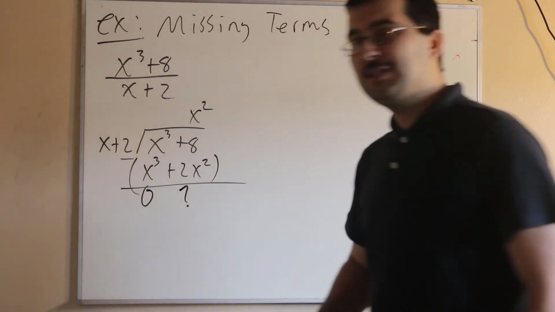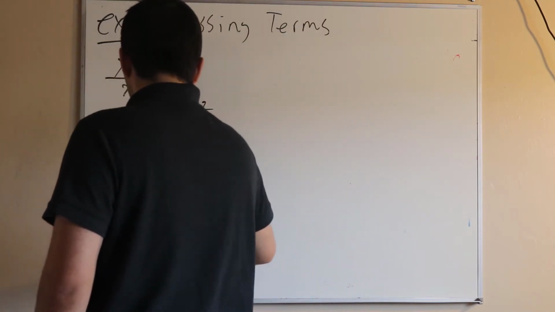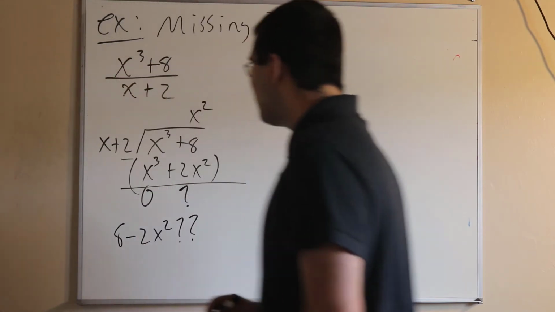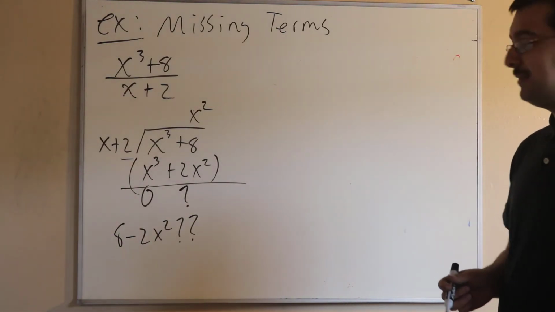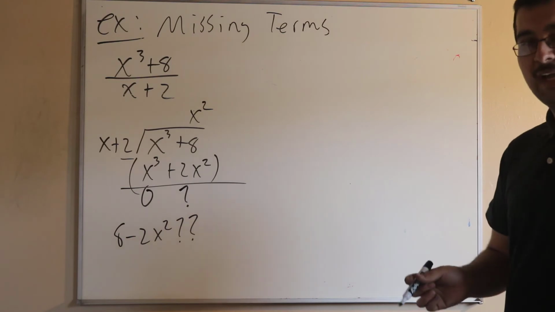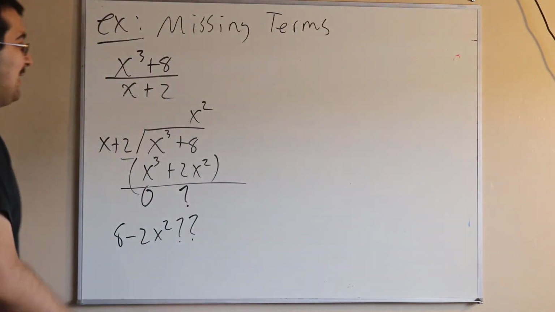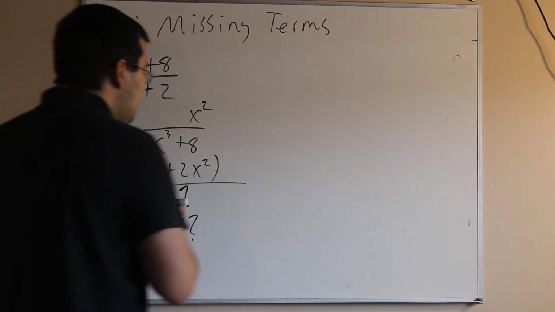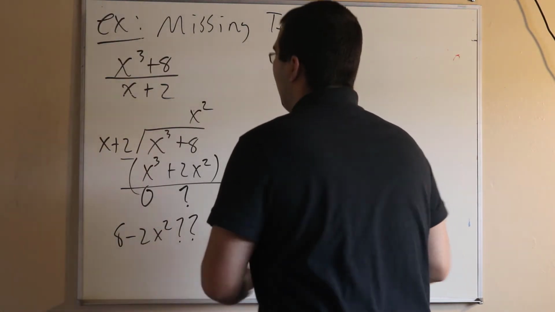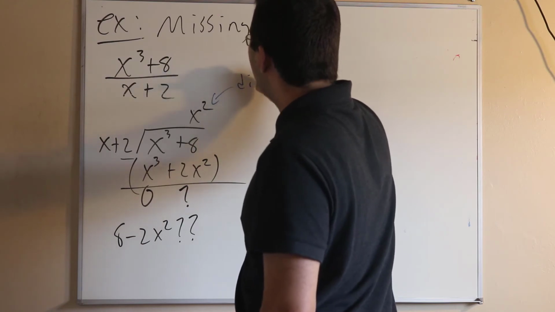Huh. That's weird. It wants me to do 8 minus 2x squared. But that expression can't be simplified. So what the heck do I do with that? Okay, so what I'm trying to get at here is that if you ever find yourself in a long division problem, and as you're working through it, you have those two situations where it just makes you go, huh? The first one being, we didn't have an x squared to line up with.